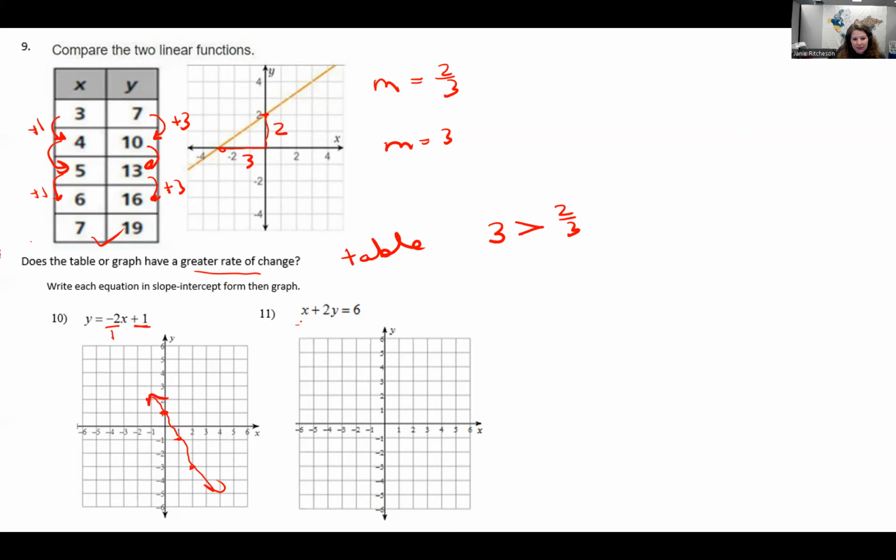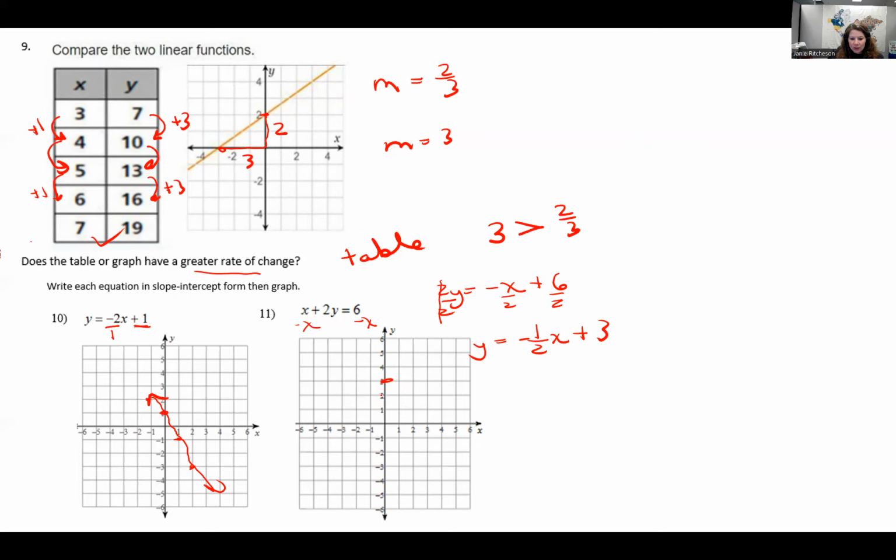Number 11, we have to solve for y. So we're going to get rid of x. So then we have 2y equals negative x plus 6. Then we're going to get rid of the times 2 by dividing every single term by 2. So our 2's are gone. This will be the same as -1 times x, so -1/2x plus 3.